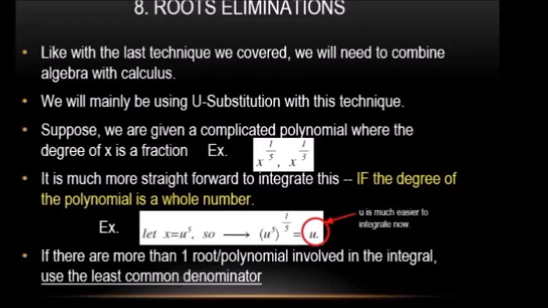So for example, let's set x is equal to u to the 5th. If we then have u to the 5th to the 1/5, that equals u. We can then use this for manipulation in our integral to simplify an integration. If there's more than one root or polynomial involved in the integral, we use the least common denominator, as we will see in the following example.